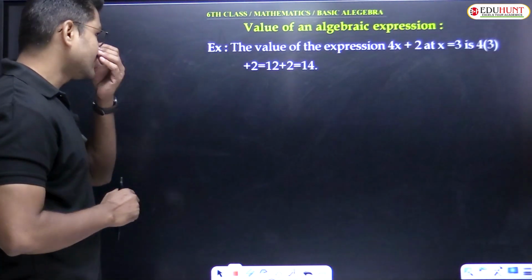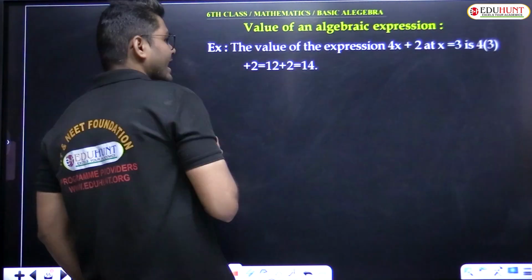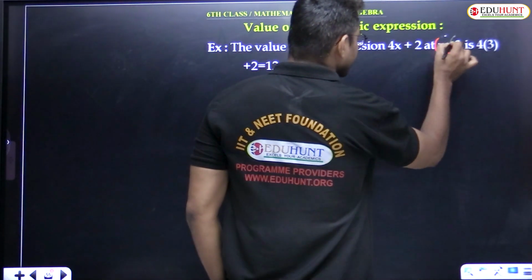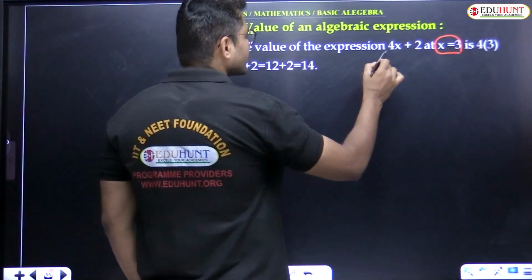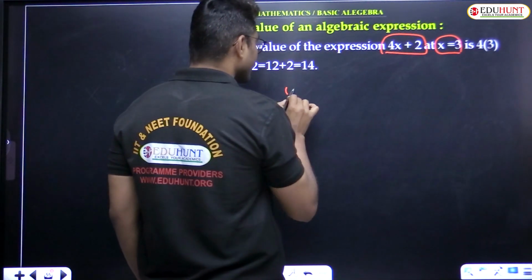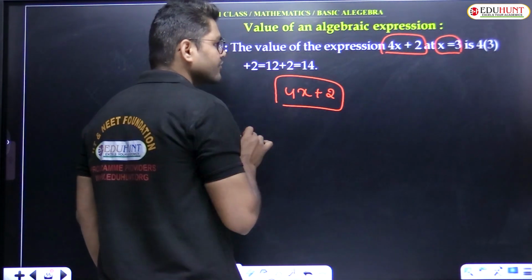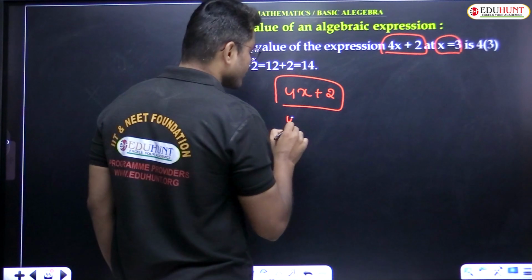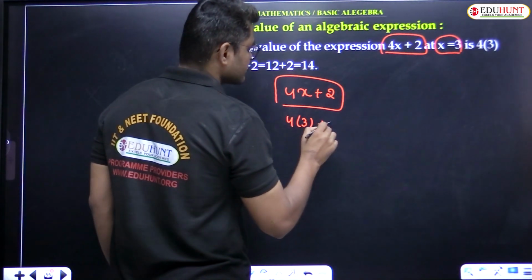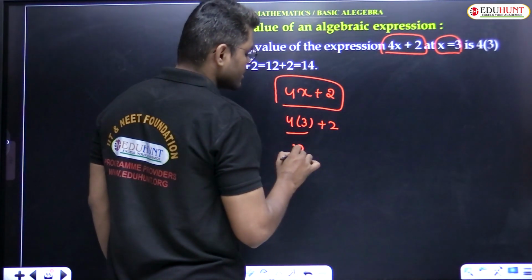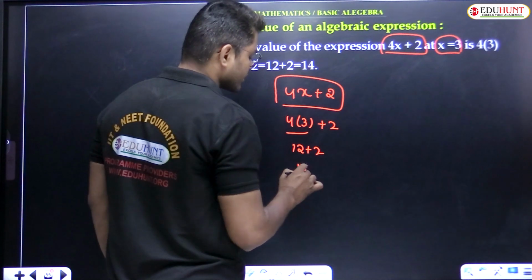Okay. The value of an algebraic expression at 3. If x is equal to 3, then what is the value of this one? 4x plus 2 value. In the place of x, we have to substitute 3. 4 into 3 plus 2. 4 into 3 is 12. 12 plus 2, that is 14. That's it.